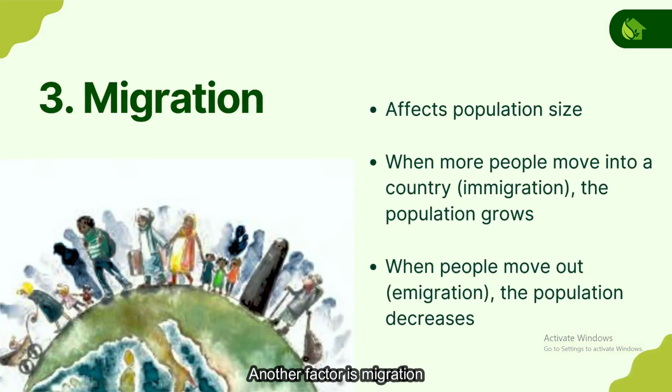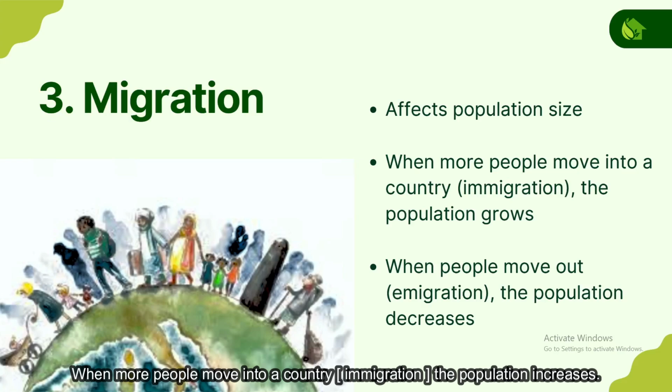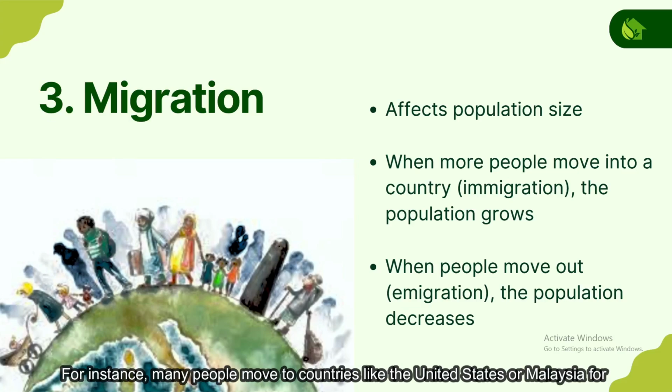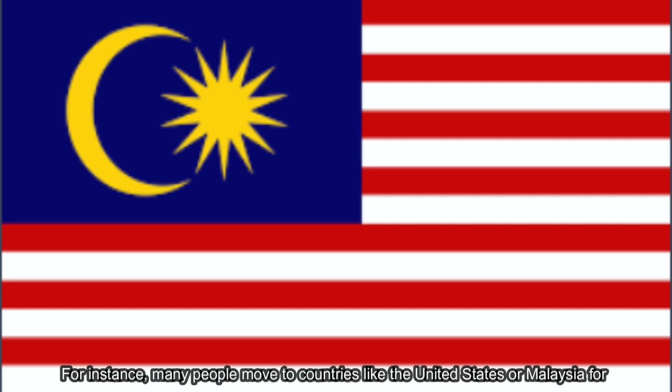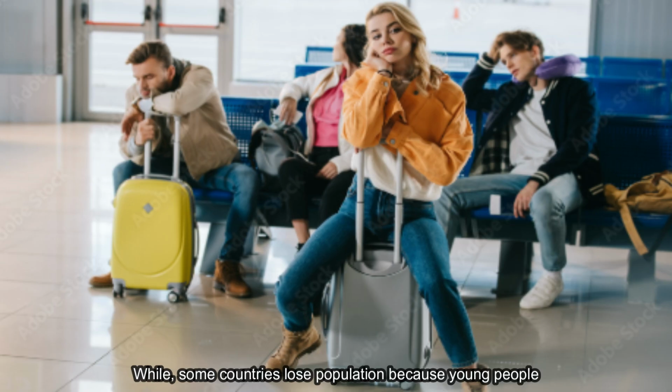Another factor is migration. Migration means people moving from one place to another. When more people move into a country, immigration, the population increases. When more people move out of the country, emigration, it decreases the population. For instance, many people move to countries like the United States or Malaysia for better job opportunities, which increases the population there. While some countries lose population because young people move abroad for work or study.